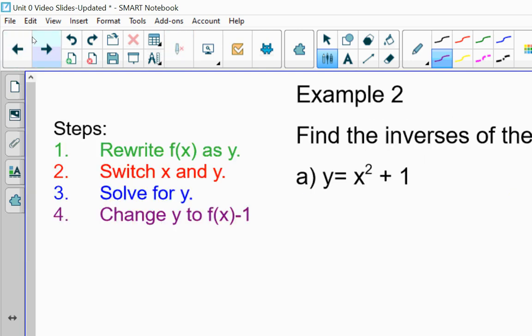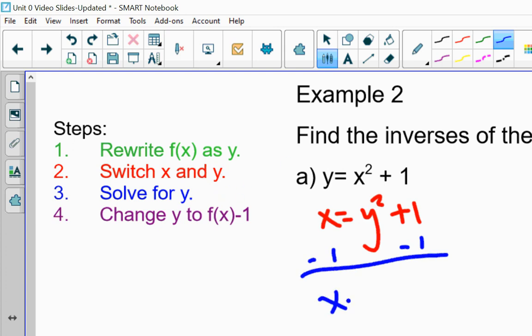We might have sometimes some more complex equations like this. So this one already starts with y, so we'll start with step 2 and switch those. X equals y squared plus 1. Subtract 1 on both sides, so we get x minus 1 equals y squared. And then we want to get rid of a squared, so we have to square root both sides.